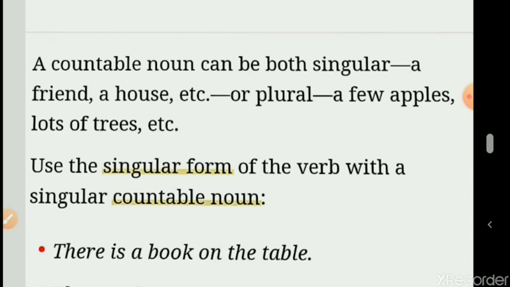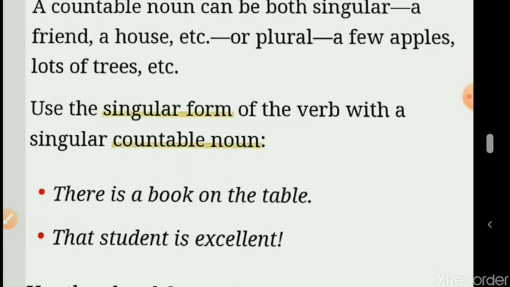Now, a countable noun can be both singular, a friend, a house, etc. Beta, countable nouns can be singular or plural because they all have plural forms. Apple, singular, but apples, plural form. House, singular, houses, plural form. Then, plural, we can also say a few apples, a few trees, lot of trees, all are countable nouns. And we can use the singular form of verb with singular countable nouns. Now, we always remember, we use is with a singular noun. Here you can see, there is a book on the table. We have used is with a book. A book is singular, so we have used the verb is.